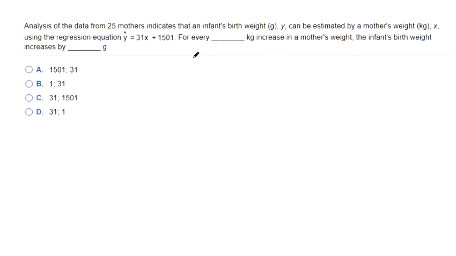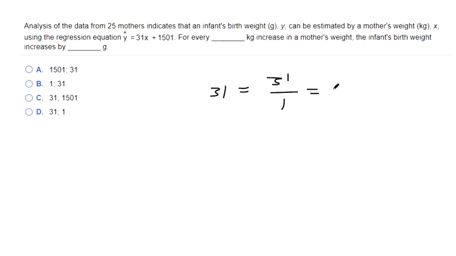So this question is asking us to interpret the slope of this linear regression equation, which is 31 right here. The way we interpret a slope, well, first, just to emphasize, the slope is always the number that's attached to x in your least squares regression equation. So the slope is 31, or in other words, it's 31 over 1.